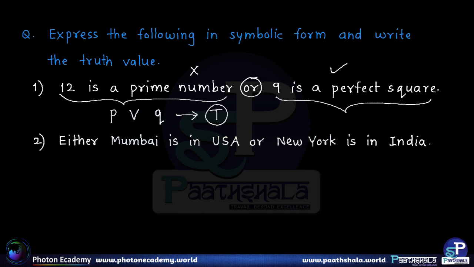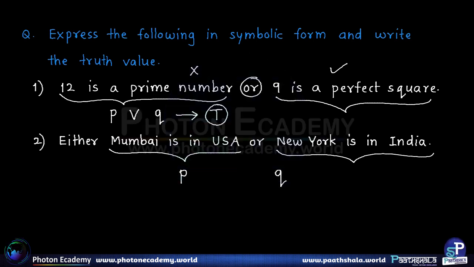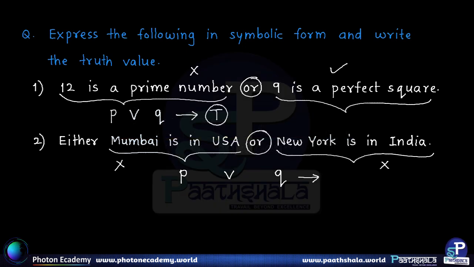Secondly, we have: either Mumbai is in USA or New York is in India. Here let us call Mumbai is in USA statement P and New York is in India statement Q. And because of the word OR, it is clear that they are joined by a disjunction. Here we know that Mumbai is in USA is a false statement and New York is also not in India. So since both are false statements, that makes the disjunction a false statement.